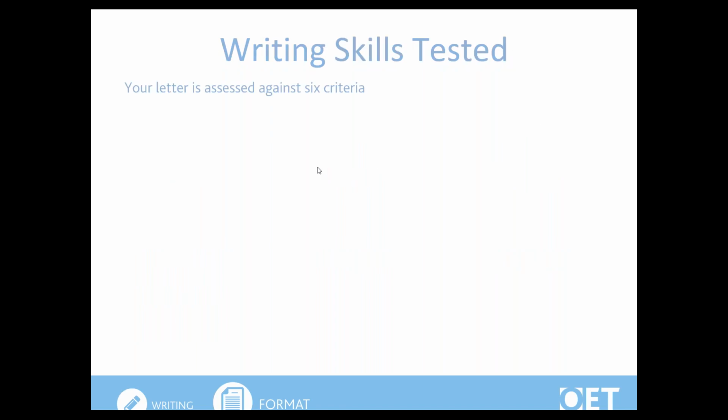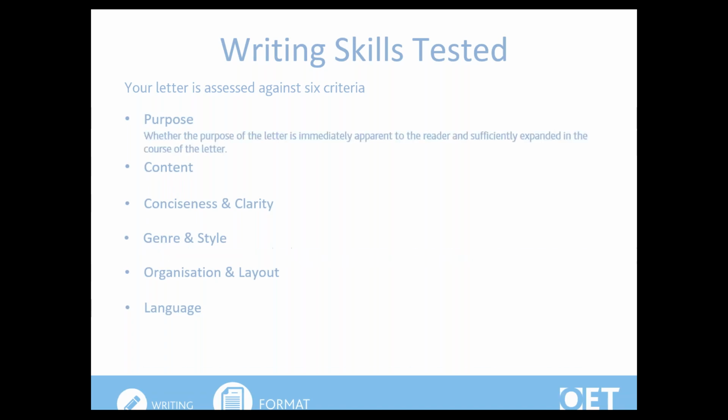Your letter is assessed against 6 criteria: purpose, content, conciseness and clarity, genre and style, organization and layout, and language. These can be more clearly understood in these sentences. Purpose means whether the purpose of the letter is immediately apparent to the reader and sufficiently expanded in the course of the letter.